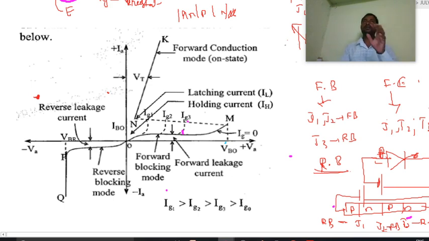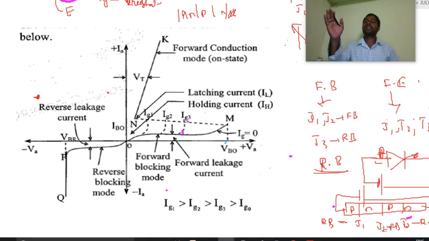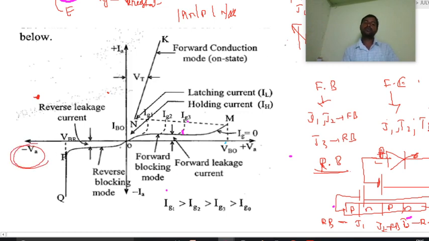If you give the positive supply to the P layer and the negative supply to the last N layer, junctions J1 and J3 are forward biased and J2 becomes reverse biased. But if you apply reverse voltage, J1 and J3 become reverse biased and J2 becomes forward biased. In that position, if you apply such a reverse voltage, I will explain what will happen.